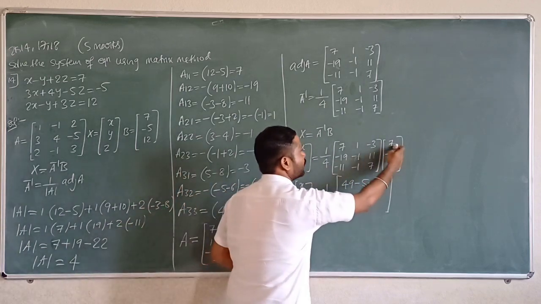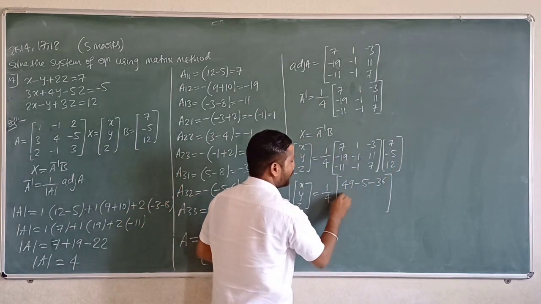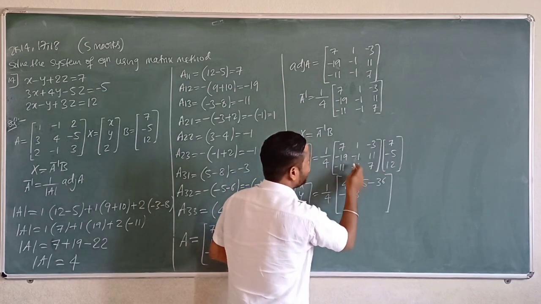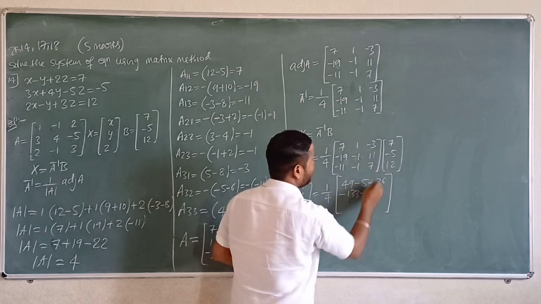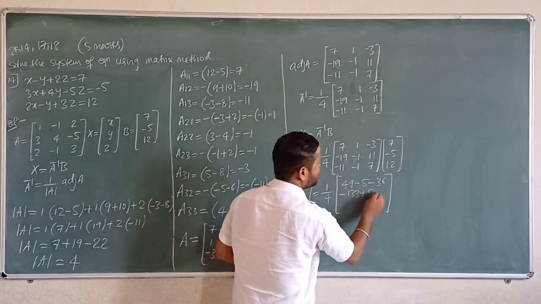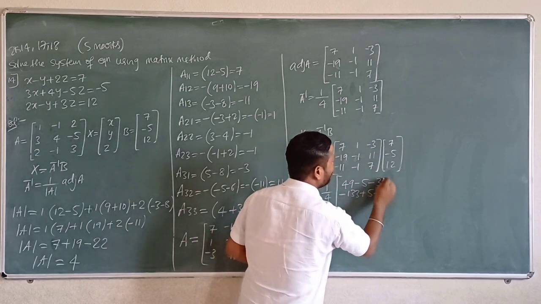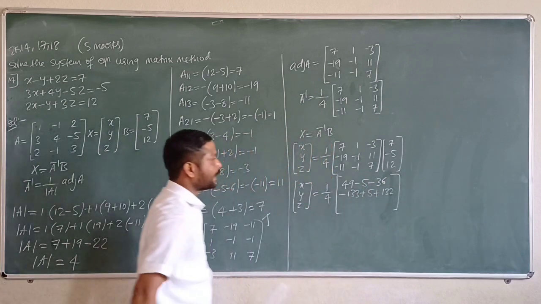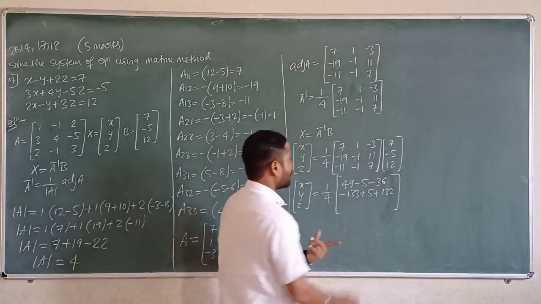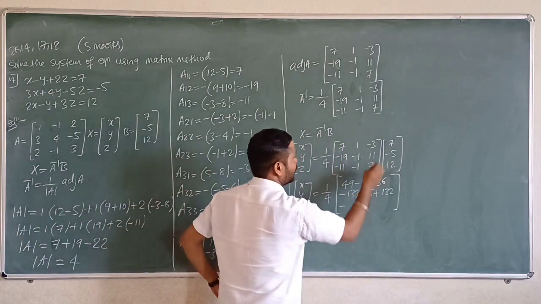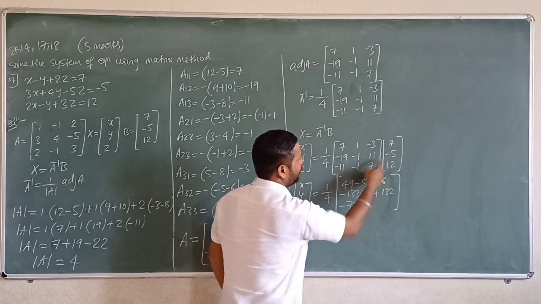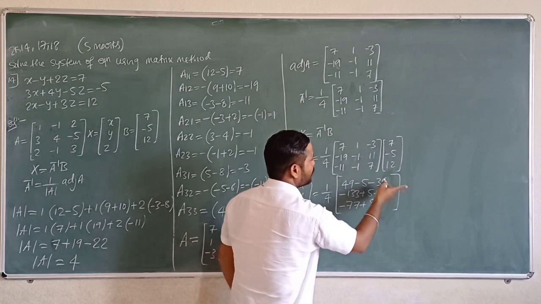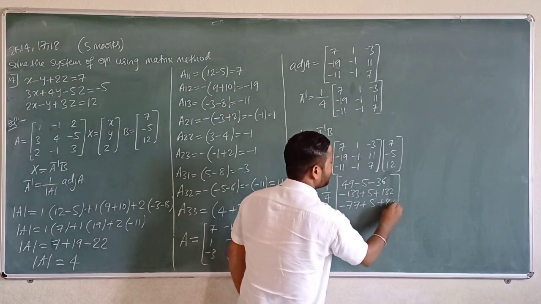Next second row first column, minus into plus, minus 19 7s are 133 now. Okay, next minus into minus plus, 1 5s are 5, plus into plus plus 12 into 11, 12 11s are 132. Next third row first column, minus into plus minus 11 7s are 77, minus into minus plus 1 5s are 5, plus 12 7s, it is 84 now.